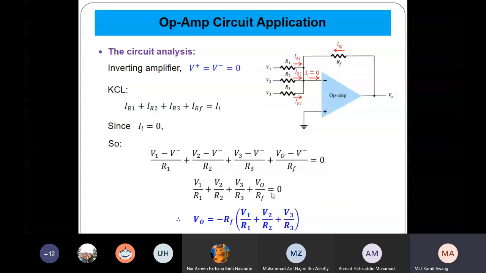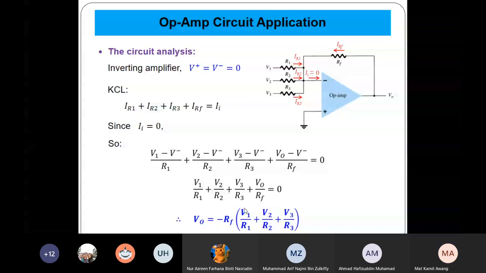So therefore, the output is that Vout is equal to minus RF times (V1 over R1 plus V2 over R2 plus V3 over R3). So this is actually the equation of the summing amplifier. The output is basically equal to the summation of the proportion of the input signals. You see this? Actually, what is the proportion? The proportion is according to the gain.